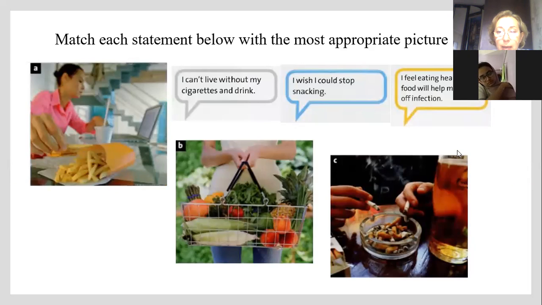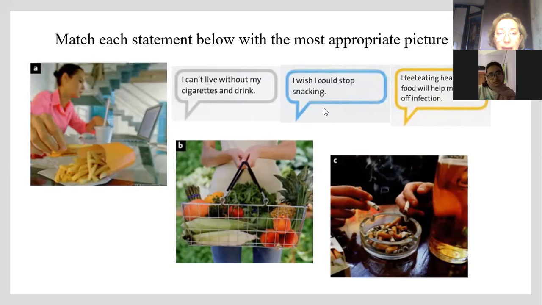Well, and today we're going to speak about lifestyle. Here on this slide we can see a set of pictures, and the task is to match each statement below with the most appropriate picture. So the first statement, which picture does it match? Picture C, ma'am. I can't live without my cigarettes and drink here. Yes, picture C.